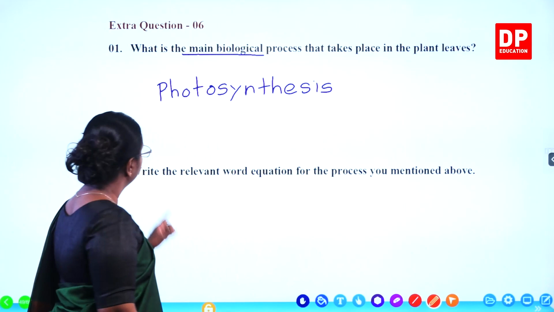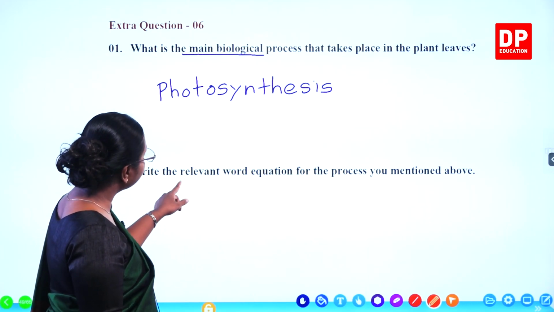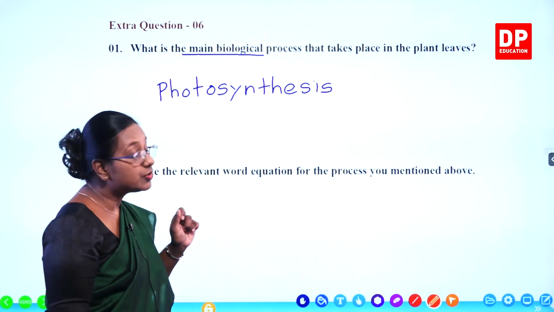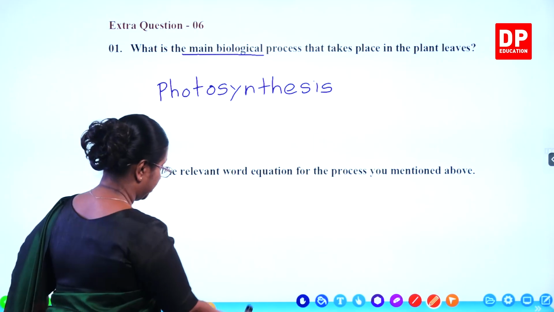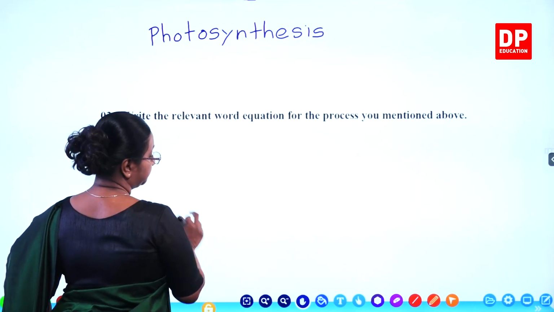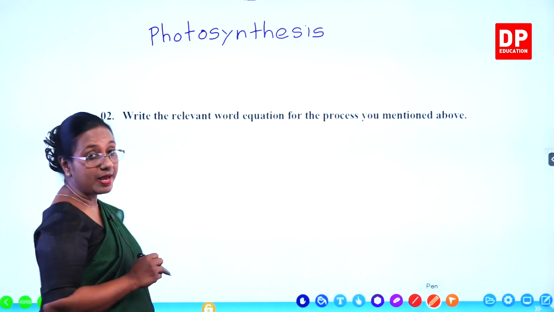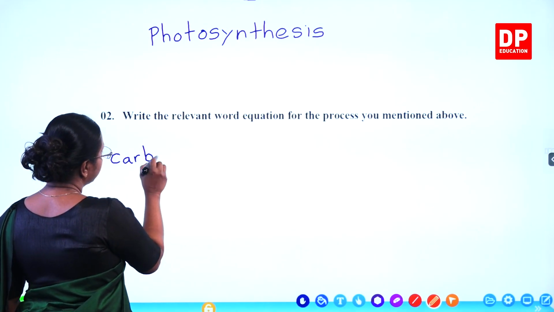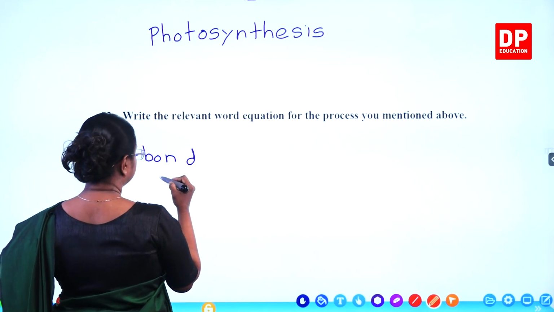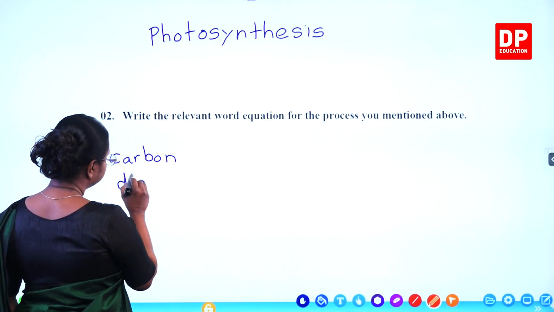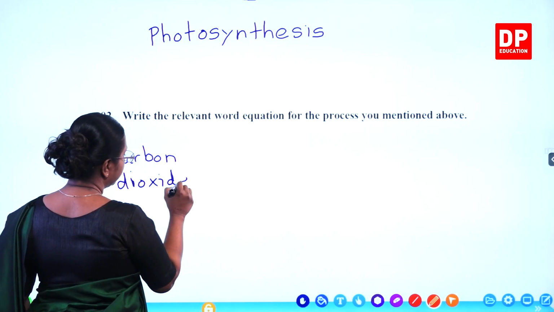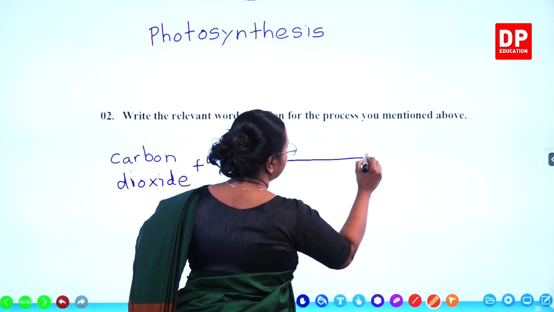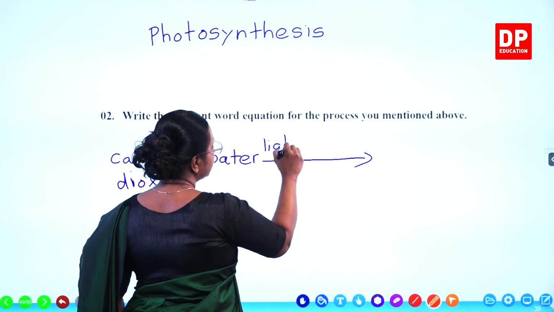Photosynthesis. Then the next question. Write the relevant word equation for the process you mentioned above. So for photosynthesis, you have to write the word equation. If we write that here, what are the raw materials needed? Carbon dioxide and water. So carbon dioxide, I will write it below. Dioxide plus water. What do we need? Light energy.